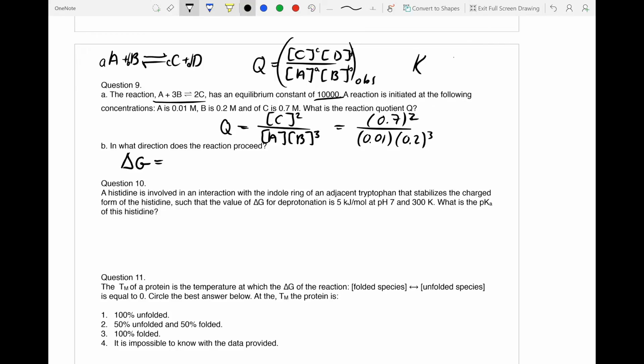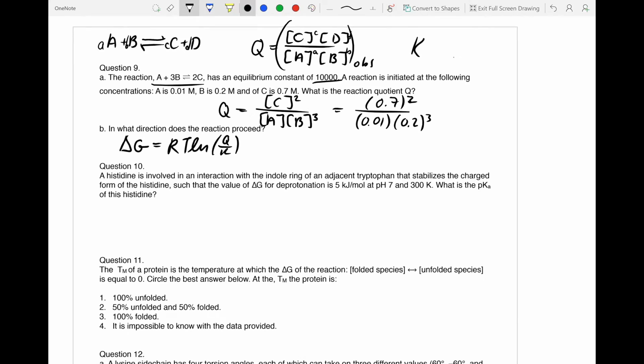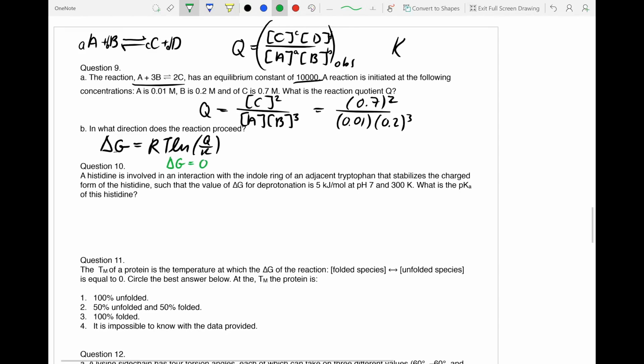So if you recall, our change in free energy is RT natural log Q over K. And natural log is going to be negative if it's less than 1, and it's going to be positive if it's greater than 1. If it's 1, then our delta G is just going to be 0. Which makes sense, because if Q is equal to K, that means that this reaction is at equilibrium, and at equilibrium, our change in free energy is 0.